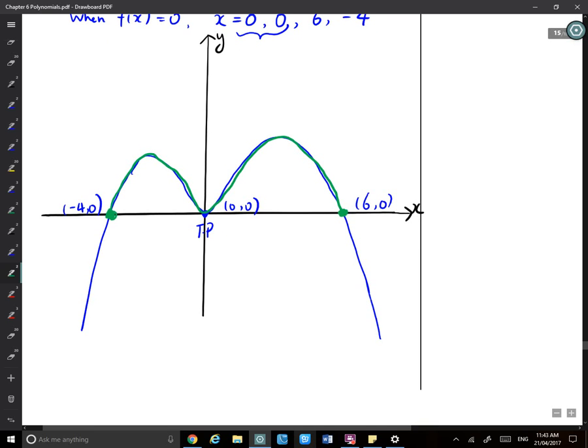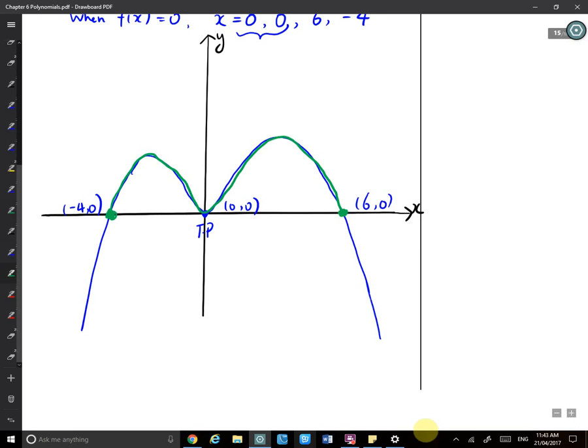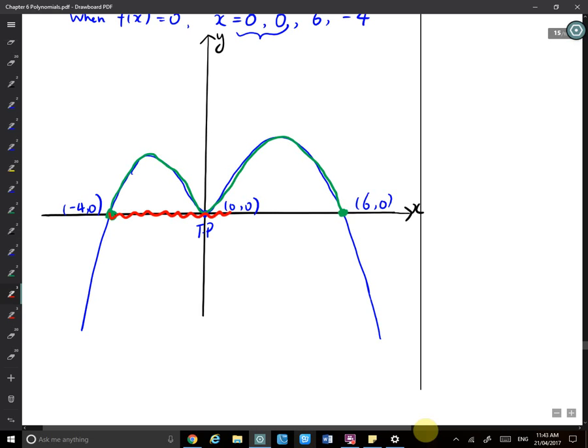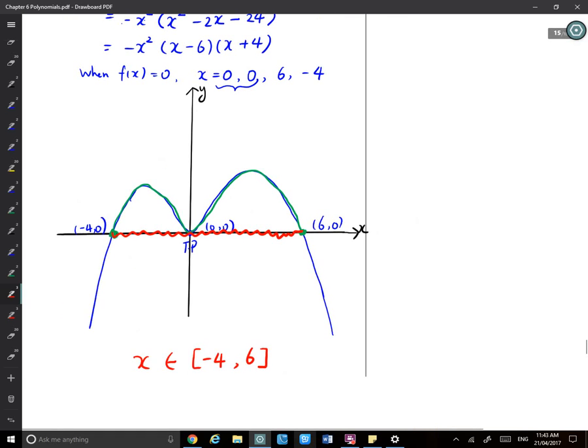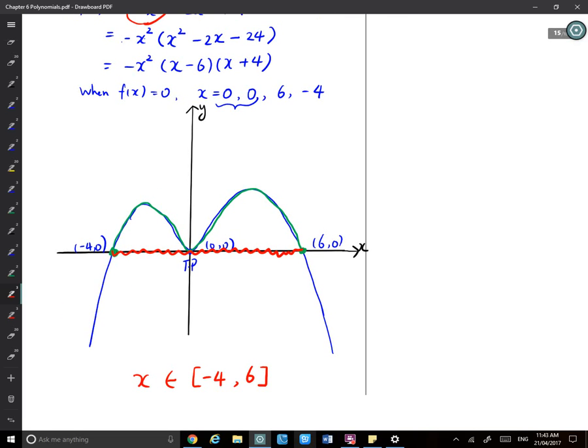Okay, it's all above the x-axis. Then I want to see what the corresponding x values are. All of those x will be the corresponding x values. Therefore, x will belong to start from -4 to 6. Start from -4 to 6. Okay. You find the shape. You label where the required point, required graph is, and find the corresponding x values.